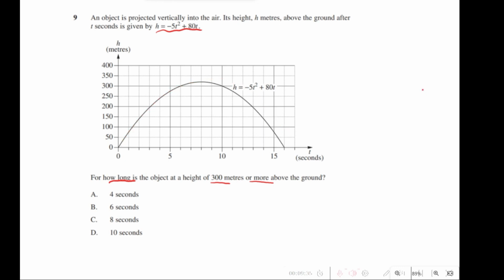So if we're looking for a height of 300 meters, we bring this across, means we're looking over here, and then or more, we're also looking at this region here, all the way when it goes back down to 300. So basically between 6 seconds and 10 seconds, it is at 300 or above 300. So that's a total of 4 seconds. And so that's why the answer is A.